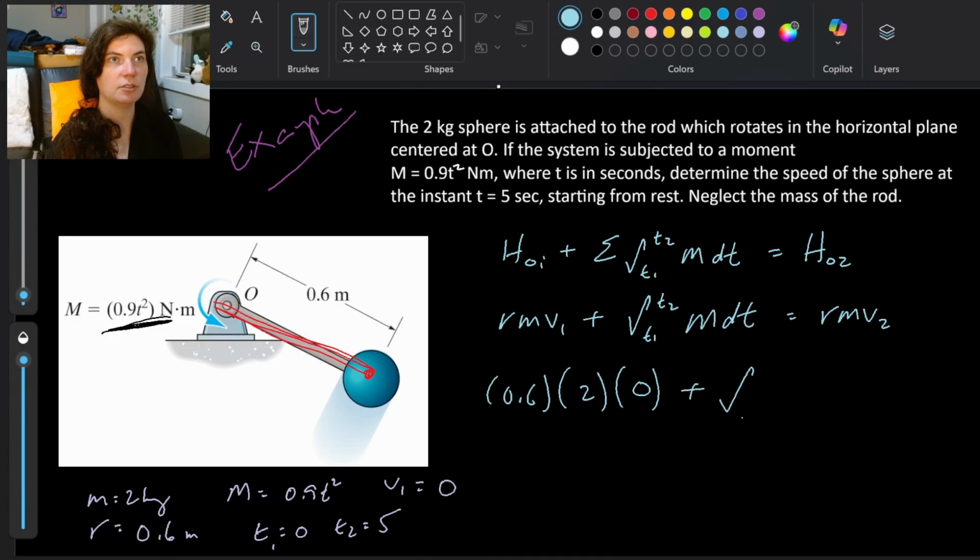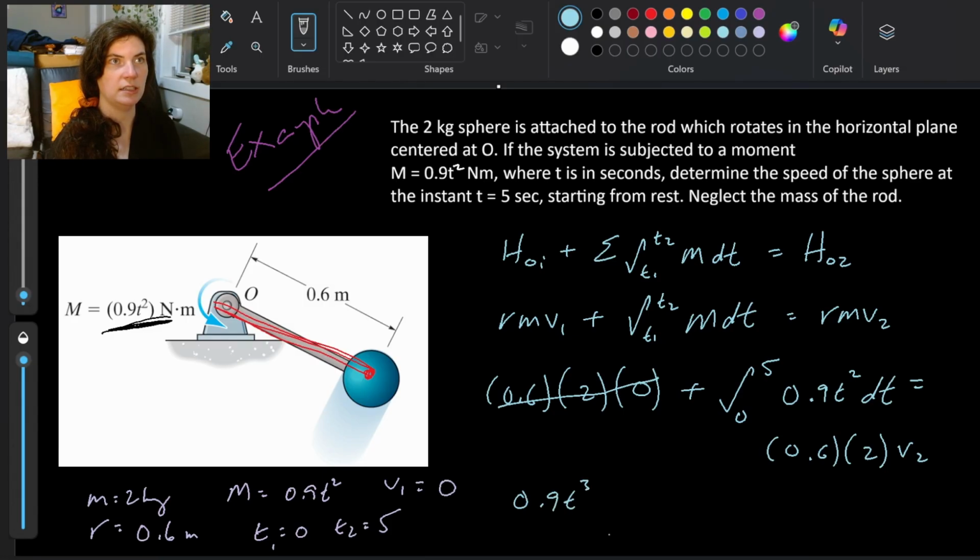Plus my integral, going from 0 to 5 seconds, of our moment, 0.9 t squared dt, equals our final angular momentum, which is 0.6 times the mass of 2 kilograms times the final velocity. And that's what we're trying to find, that final velocity. So this term goes to 0. I can go ahead and do this integral.